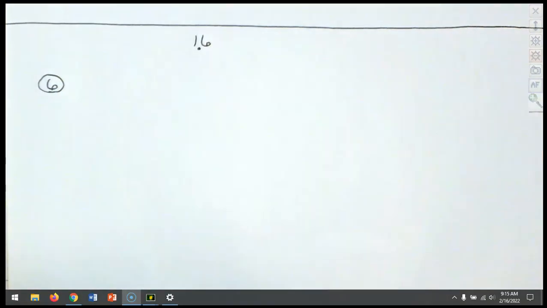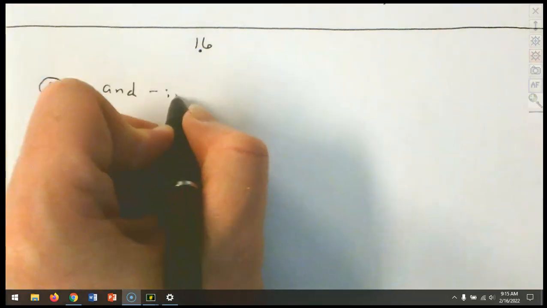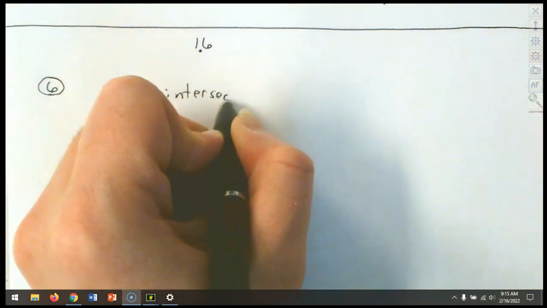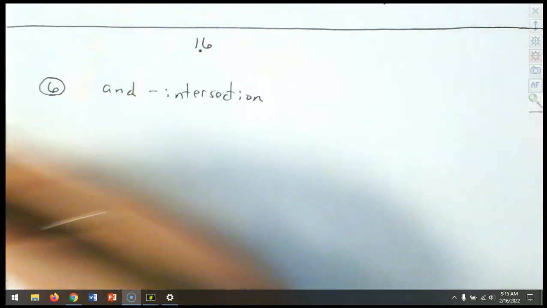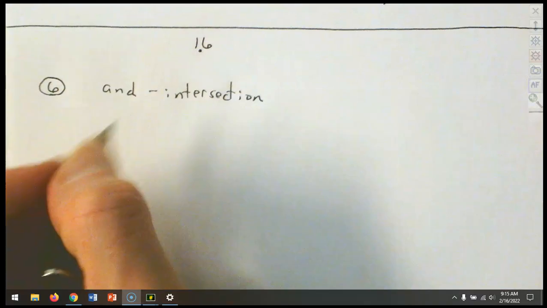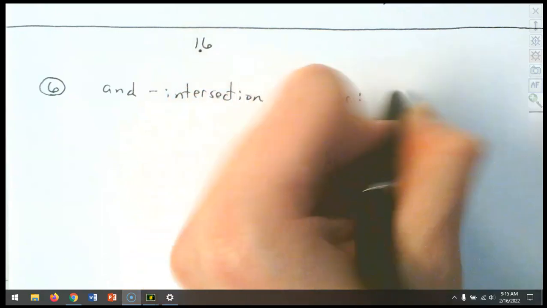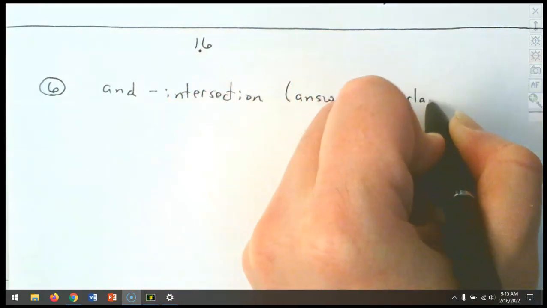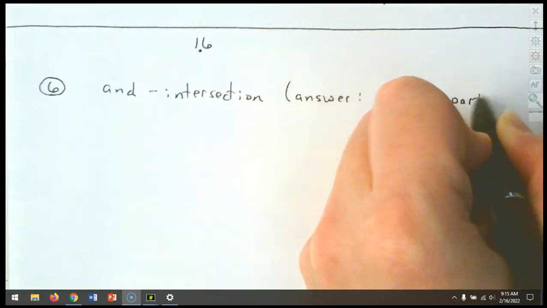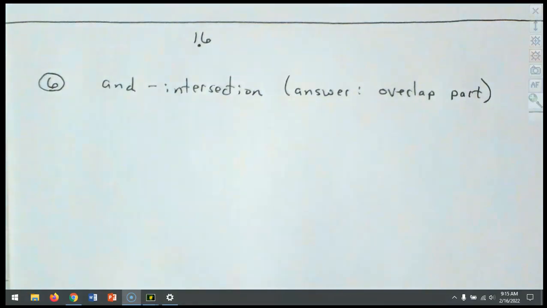Now let's just review a little bit about the and the or. An and is also called an intersection. It's where they intersect, where they cross. And what we do with that is we look at where they overlap. So our answer is going to be the overlap part. So when we talk about an and, that's also called an intersection, and our answer is going to be that overlap part.